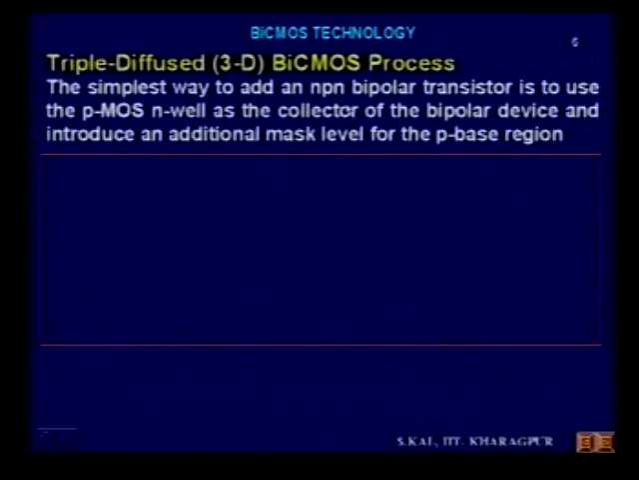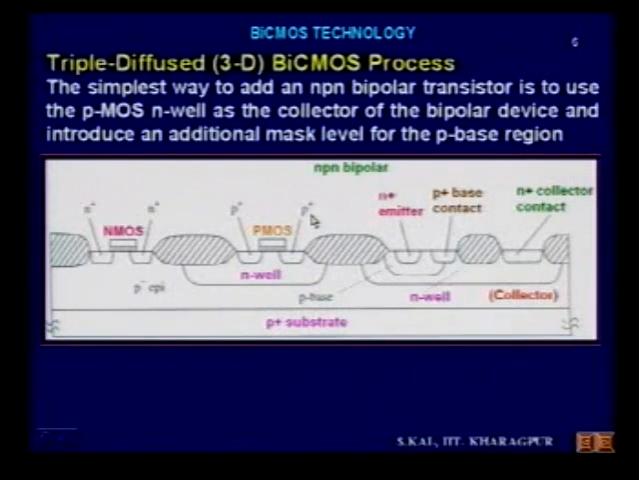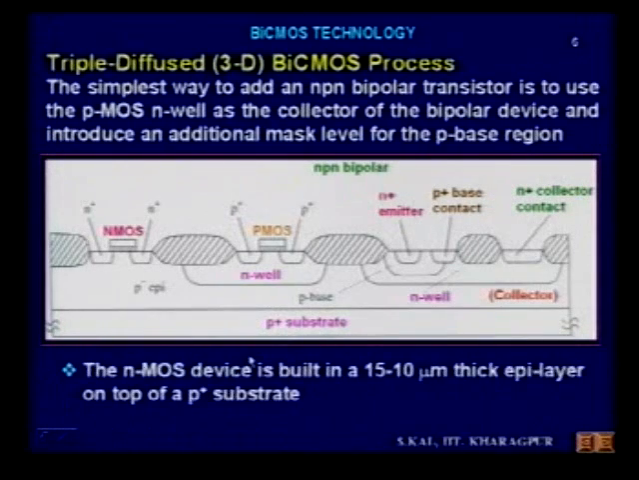The simplest way to add an NPN bipolar transistor is to use the PMOS NOL as the collector of the bipolar device, just now we discussed in the earlier diagram, and introduce an additional mask level of the P base region that we discussed earlier. Now, this is the 3D process. The NMOS device is built in a 15 to 10 micron thick epitaxial layer on top of a P plus substrate. You see, this is the P plus substrate, then P minus epitaxial layer is formed. Then you see, all the devices are shown here. NOL is formed for PMOS, this is the NOL. At the same time here, NOL is formed. This is for BJT.